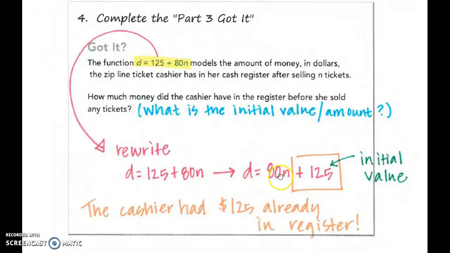So D equals 80N plus 125. All I did was flip-flop the 125 and 80N, and both of them were positive, so they stayed positive. Whatever's being added or subtracted at the end is your initial value. So the cashier had $125 already in her register.